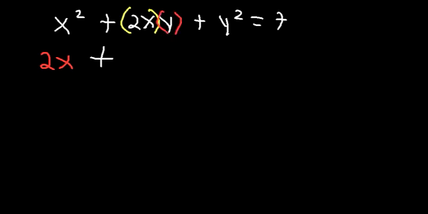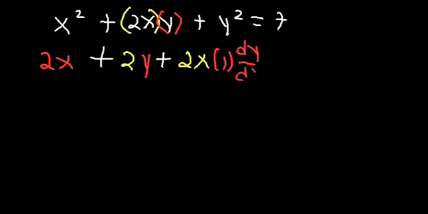So the derivative of 2x is simply 2. And we need to keep the second part the same, so y, and then plus, keep the first part the same, 2x, differentiate the second part. The derivative of y is 1. And anytime you differentiate a y variable with respect to implicit differentiation problems, add a dy dx to it.